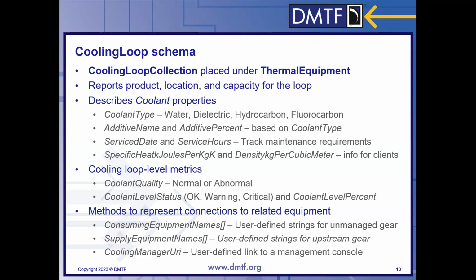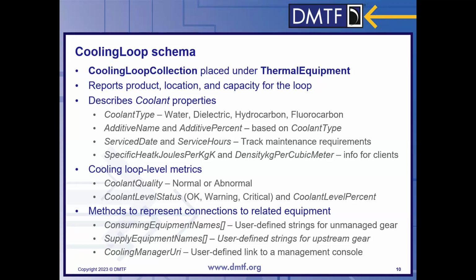So the cooling loop reports generally the product information, location, and capacities, ratings, and so forth. There's a place in there for describing the coolant that's contained within the loop. So a number of pieces there, depending on how much information the system wants to allow you to store. But again, this is mostly for discovery, and then for service and maintenance personnel to be able to access and track. There are the ability to have some metrics at the cooling loop, so things like the coolant quality and coolant levels. Those are available.